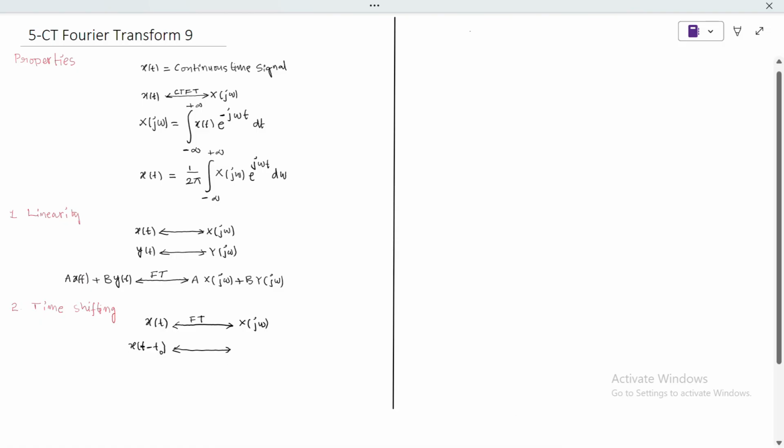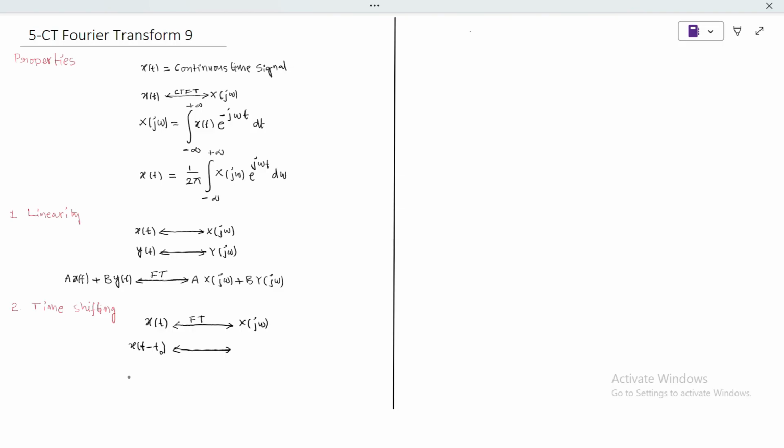To derive this is simple. In x of t, just replace t by t minus t naught. Then you will get the corresponding signal in the frequency domain. This x of j omega is considered as the frequency domain signal of x of t. So just replace t by t minus t naught in that equation.